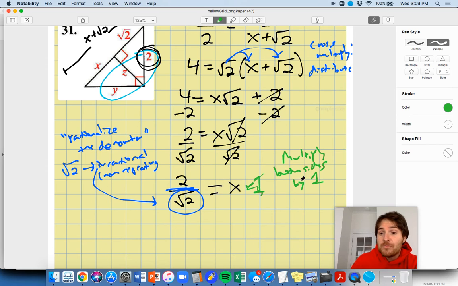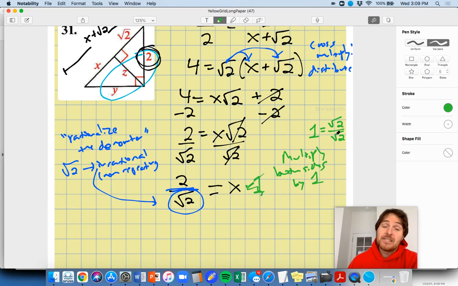So you can think about this as multiplying both sides by 1, or multiplying just this left side here by 1. But here's how I want you to multiply by 1. It's equivalent to this. This is what you're going to do for this one. We're going to take that denominator, square root of 2 over square root of 2, and that is equal to 1.